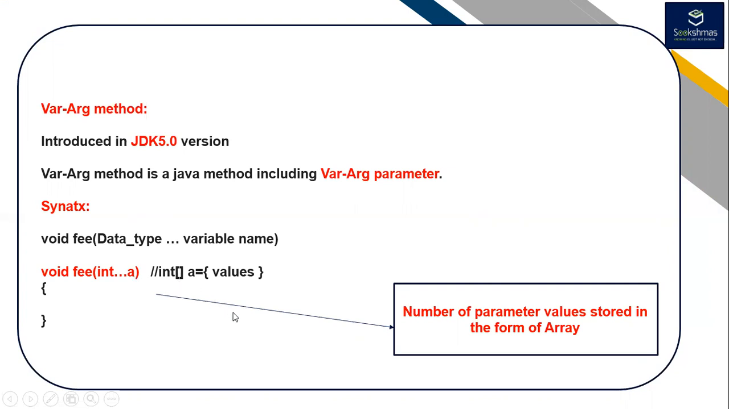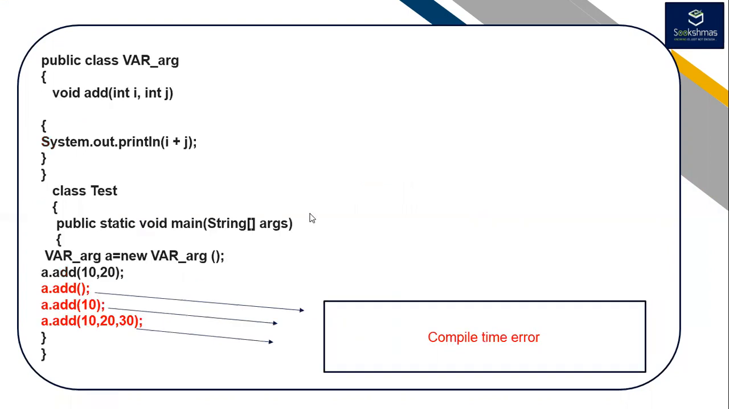How exactly is it treated internally? The number of parameter values are stored in the form of an array. In this way it would look like, the number of parameter values stored in the form of arrays. It was introduced in JDK 5.0. So why do we need variable arguments? Suppose I have only one method here, and I create an object for this class with the help of the reference and try to pass 10 and 20, so it will go to the two argument method. Suppose I directly call a.add with zero arguments, definitely we will get a compile time error.